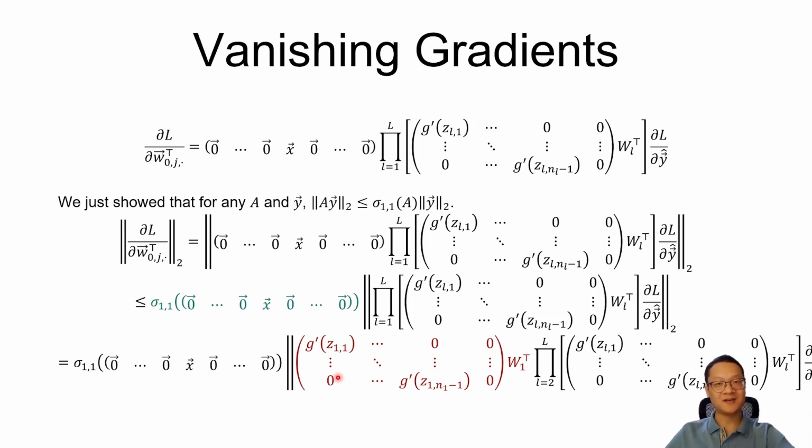Okay, so now we're going to use that fact to look at vanishing gradients. We're going to put up the calculation result of partial L partial W zero J transpose, and that was this big expression here. Basically we have this matrix of mostly zeros except for the jth column, multiplied by a product of a bunch of nearly diagonal matrices, then multiplied by these weights, and then finally multiplied by partial L partial Y hat. So what we're going to do is take the two norm of the left hand side and therefore the two norm of the right hand side as well. So the first step is basically slapping a two norm on both sides.